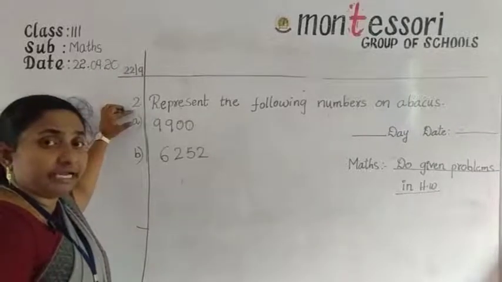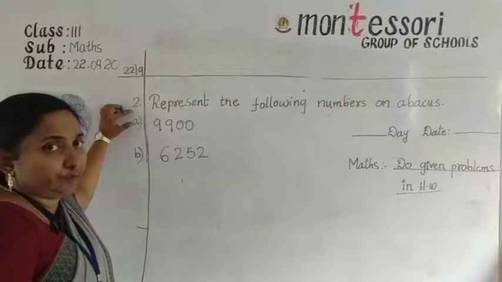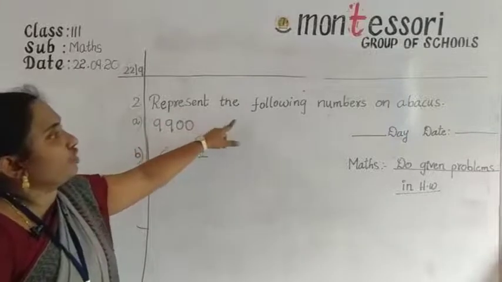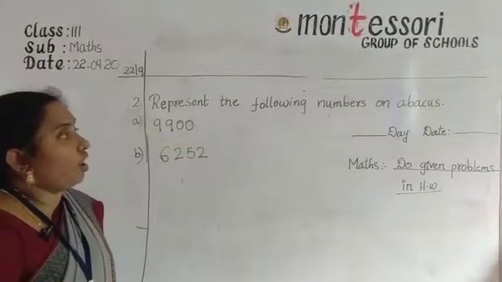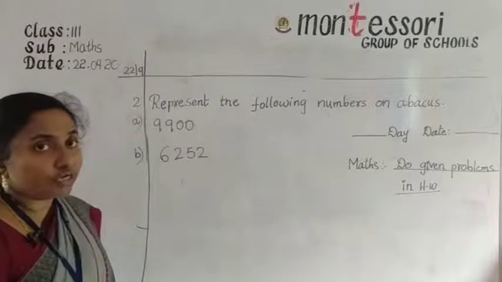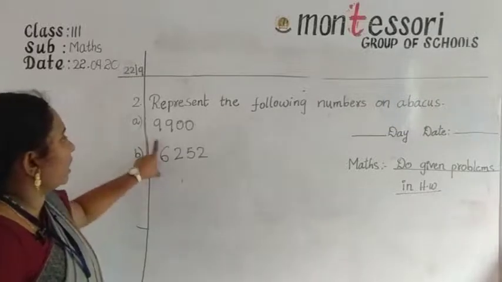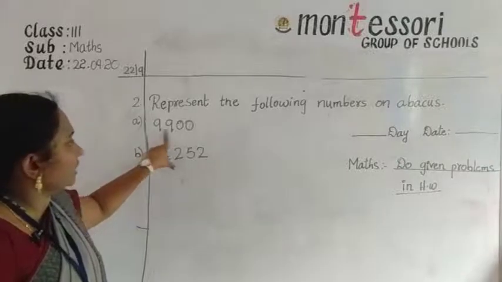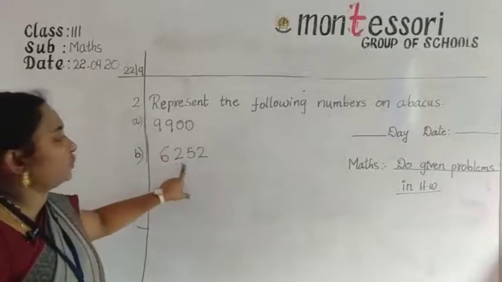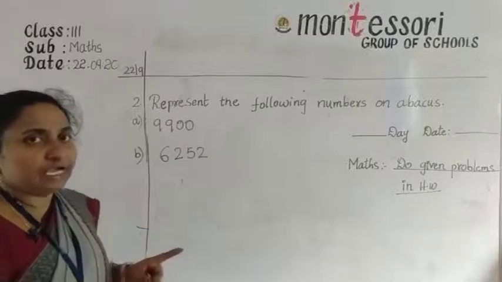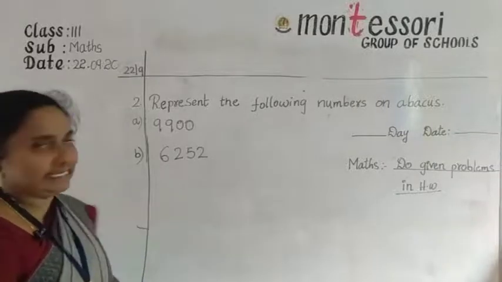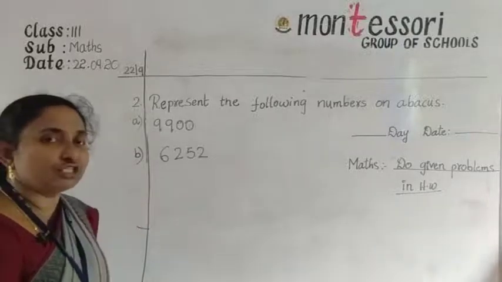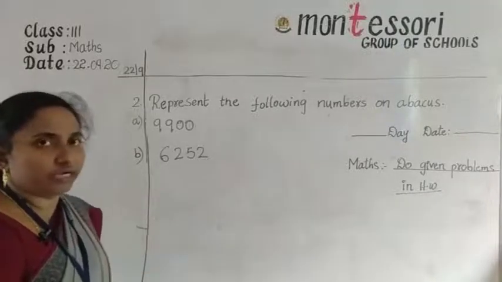First bit was already done yesterday. Now today second bit. In that second bit, write the question. Represent the following numbers on abacus. So now here I have given two problems. 9,900 and 6,252. Now we draw the abacus and draw the beads. Okay, understood? And the classwork, how I am explaining, same as it is, you can write in your homework book. Okay, understood all of you?